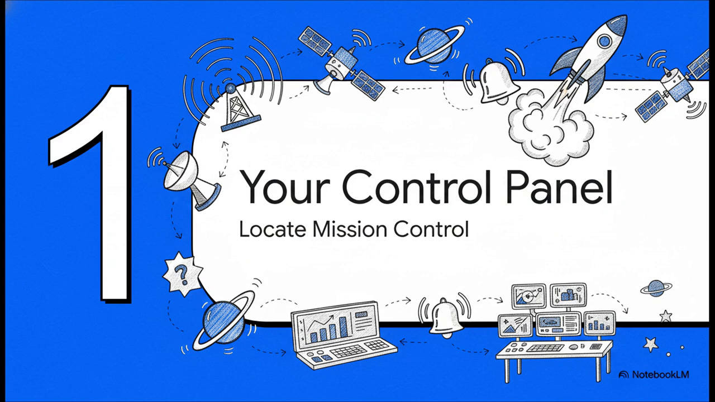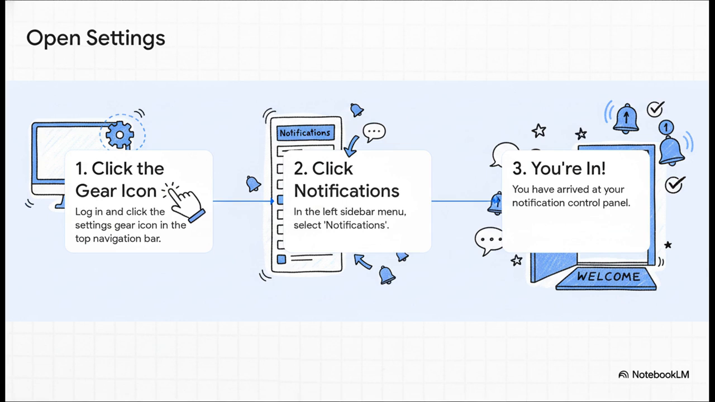Okay, first things first, we've got to find your notification headquarters. Seriously, think of this place as the mission control for every single alert that HubSpot can possibly send your way. And you know what? Getting there is super simple. All you got to do is log in, click that little settings gear icon up in the top nav bar, and then in the menu on the left, just click notifications. And boom, just like that, you are in mission control.